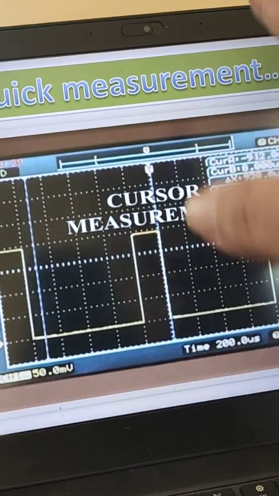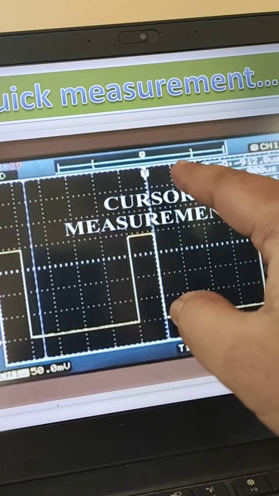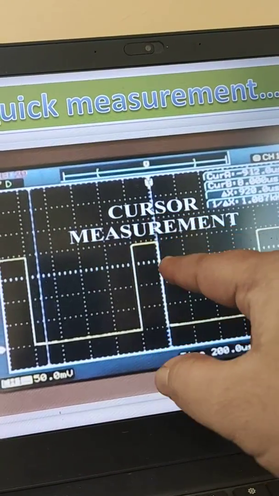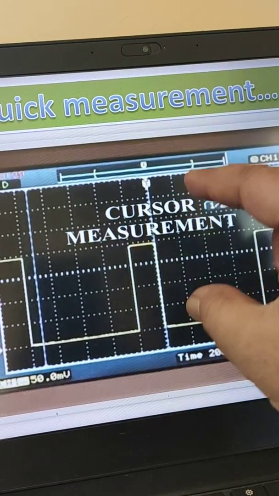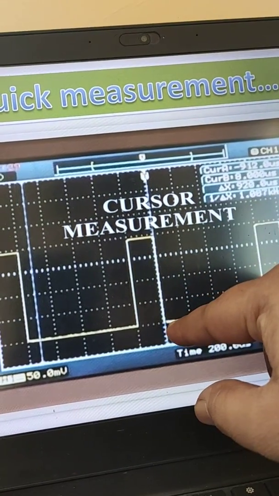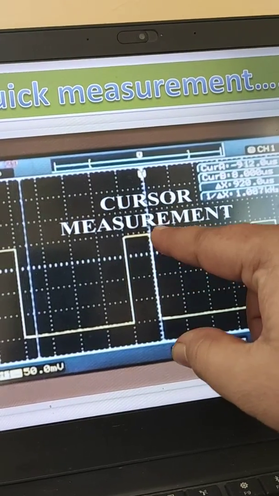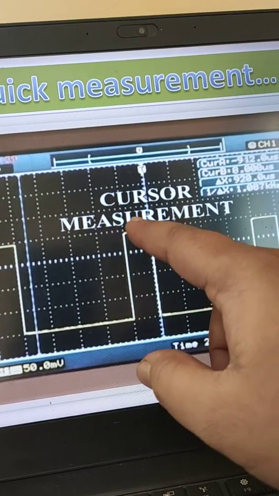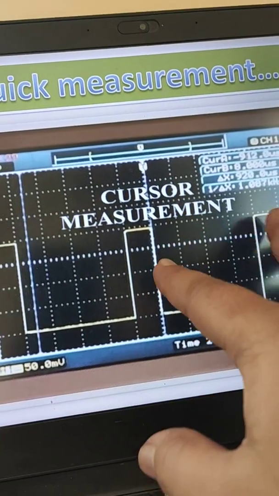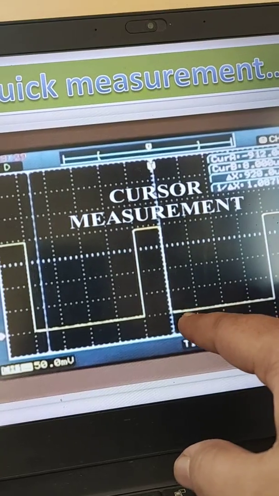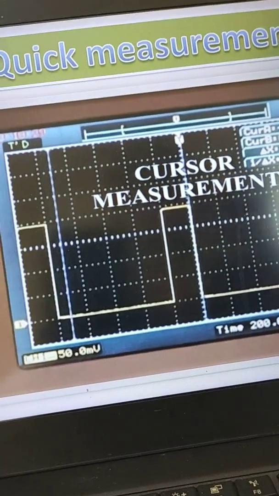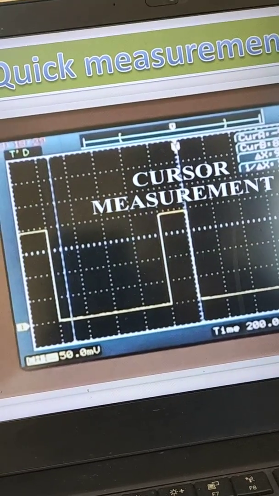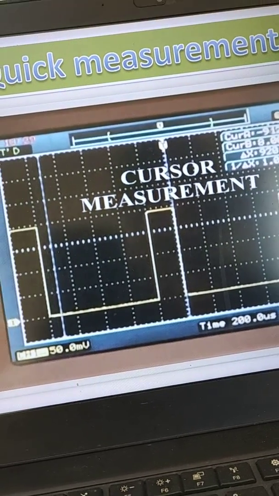Here we are using a cursor for measurement of any waveform. Suppose this is one waveform and we have to measure the time period or a particular voltage. Starting from this point we count 1, 2, 3, 4, so the total voltage is 4 volts. Suppose we have to measure amplitude, or the distance between one waveform and another, like this 1, 2, 3, 4, 5. Likewise we can use the DSO for particular applications.